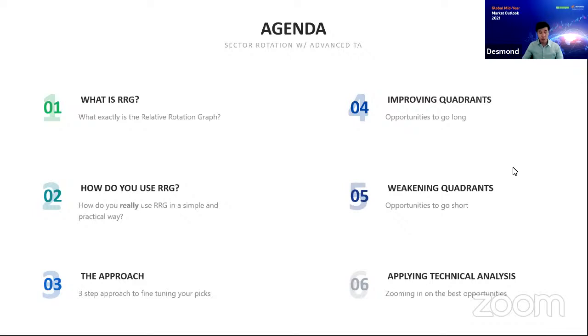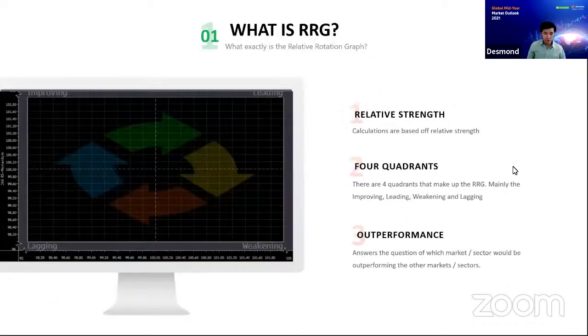Now let's begin. So what is the relative rotation graph? I'm going to stick to the main points here. Of course, the calculations are based off relative strength, but the important thing to take note of, I'm going to see if I can use my highlighter pen here, is that there are these few quadrants. One is the improving quadrant, one is the leading quadrant, one is the weakening quadrant, and one is the lagging quadrant.